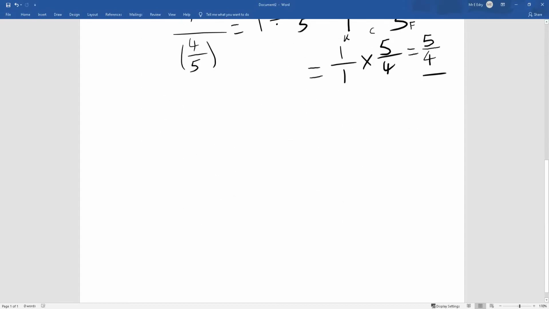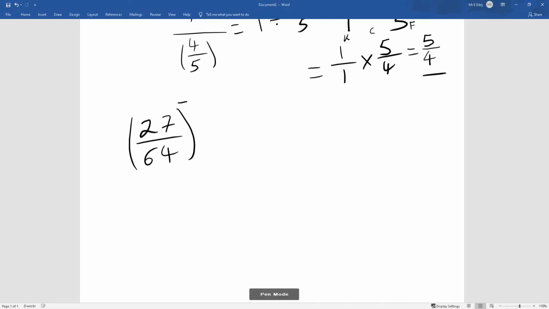So here's a question for you. Well, actually, before we do that, let's do a trickier one. Let's say we are given 27 over 64, so 27/64 to the power of minus 2/3, okay?